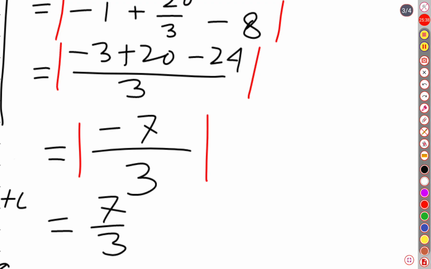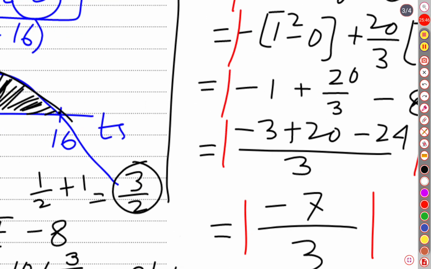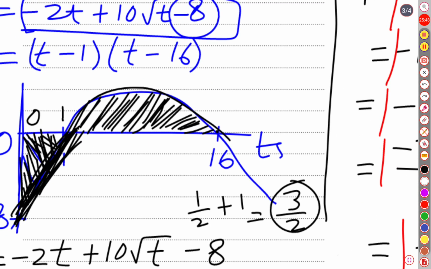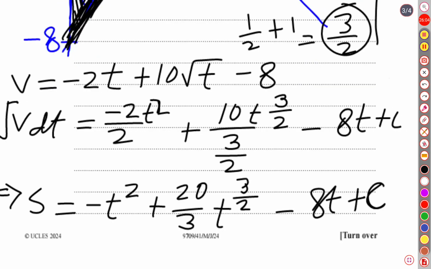Okay, we have completed finding the distance traveled in the first phase. Let's talk about the next phase. For the next phase, the time was from 1 second until 16 seconds. So thus we have already integrated. Our integrated function is this one.